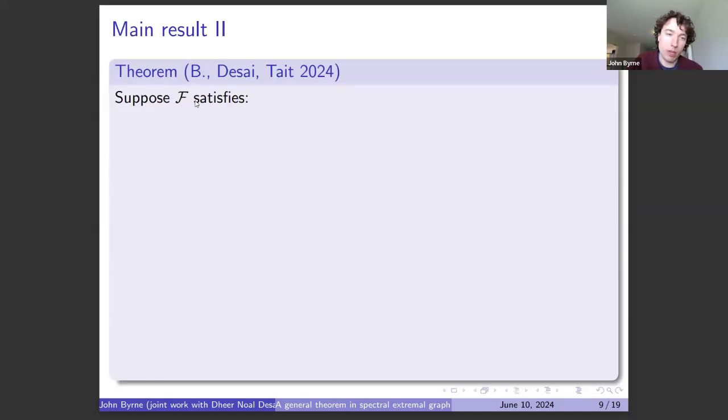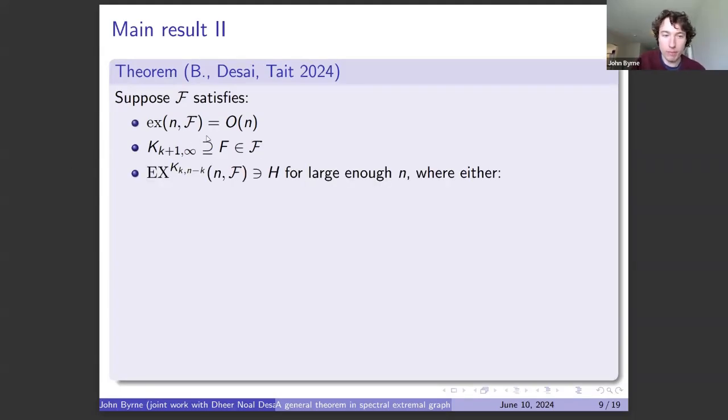So we have some forbidden family F, and there's a number of assumptions that it must satisfy. So first, the Turán number must be linear. Secondly, the Turán number being linear, in fact, implies that one of the forbidden graphs is bipartite. And here we want to take the minimum value of k such that K_{k+1,infinity} is not F-free. So then K_{k,infinity} will be F-free. So we know that K_{k,n-k} is F-free.